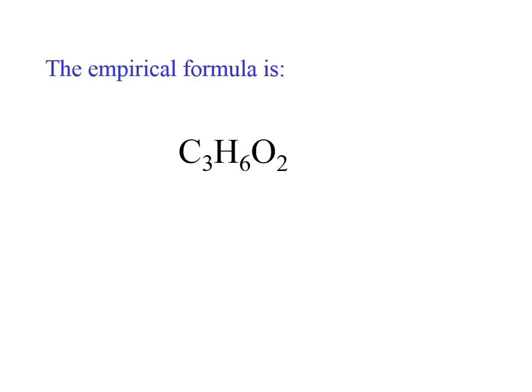So the empirical formula, dun dun dun, is C2H6O2. Sorry, you know what I mean. C3H6. What? Did I do something wrong? That's what I got.